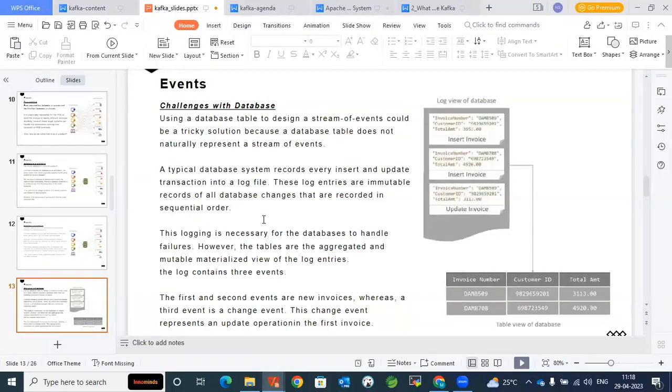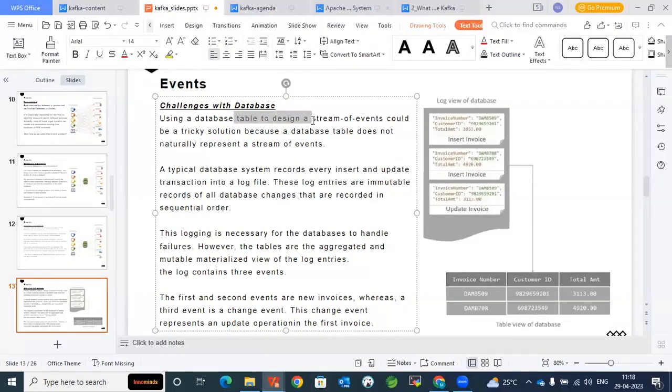Challenges with the database. Using a database table to design a stream of events could be a tricky solution because a database table does not naturally represent a stream of events. This statement is very, very important.